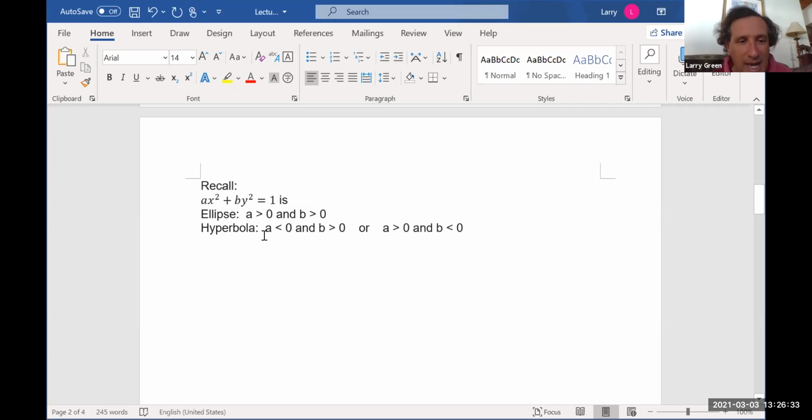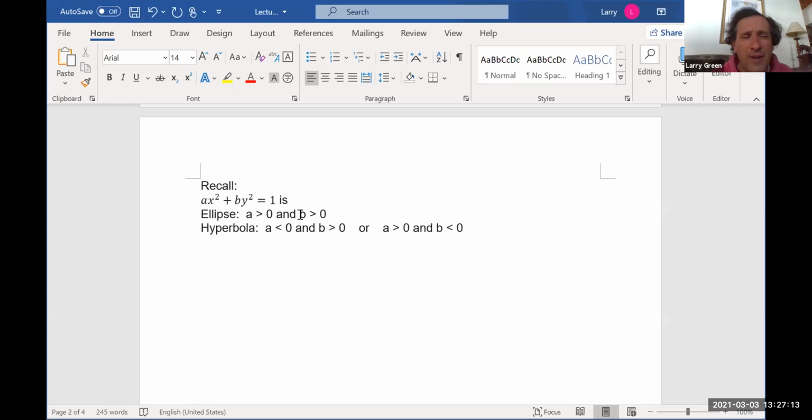Okay. And if A is less than 0 and B is greater than 0, it's a hyperbola. So if you have something like negative x squared plus y squared is 1, that's a hyperbola. Now, you learned this a long time ago in high school, probably, right? Sounds right? And similarly, if A is positive and B is negative, so that'd be like x squared minus y squared equals 1, that is a hyperbola. Do you agree? Any questions on this very, very basic review?